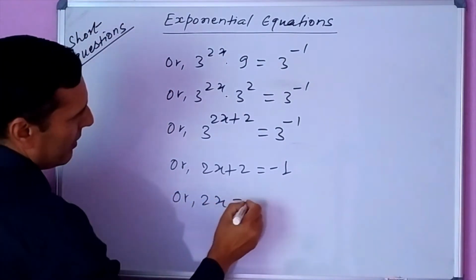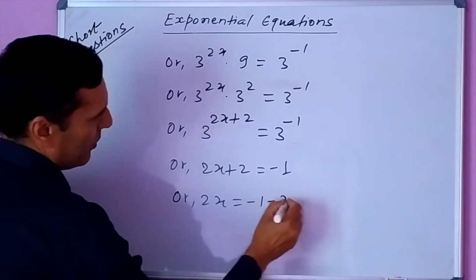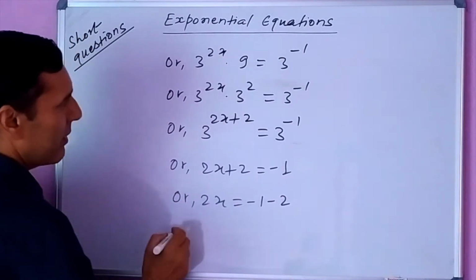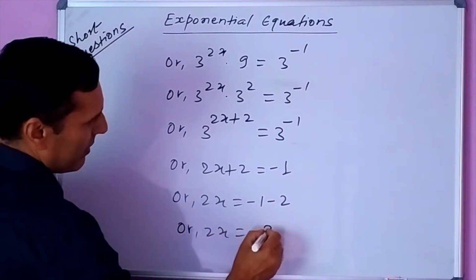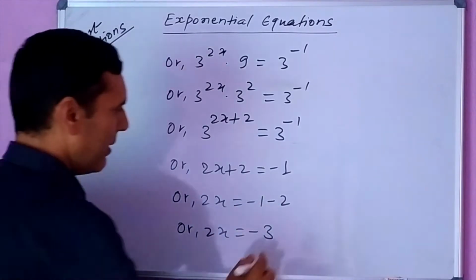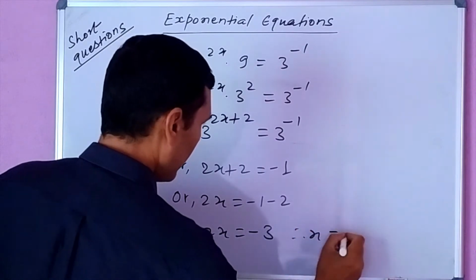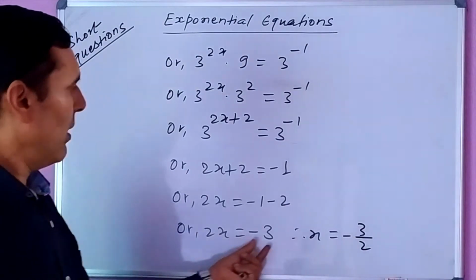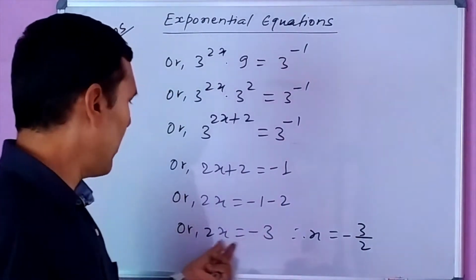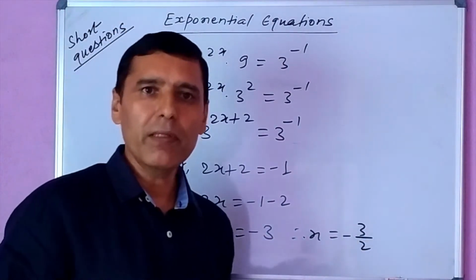So 2x is equal to minus 1 minus 2. This plus 2 is brought to the right hand side. 2x is equal to minus 1 minus 2, it is minus 3. Therefore x is equal to minus 3 upon 2. When this 2 is brought to the right hand side, it goes to divide this minus 3. Therefore x is equal to minus 3 upon 2.